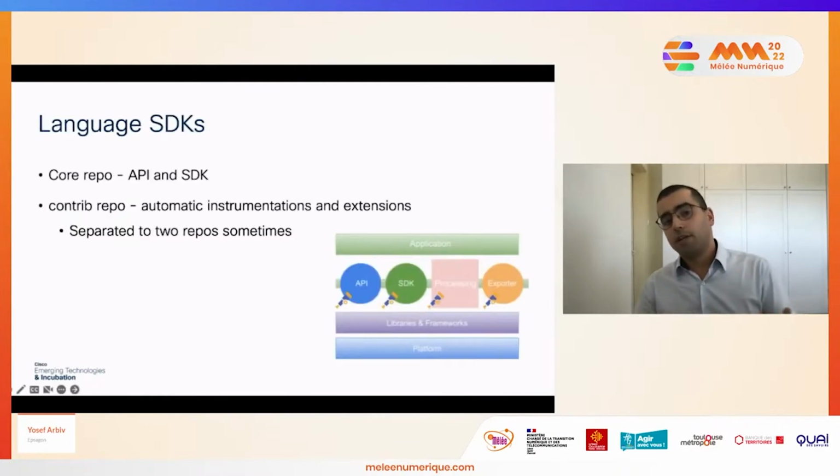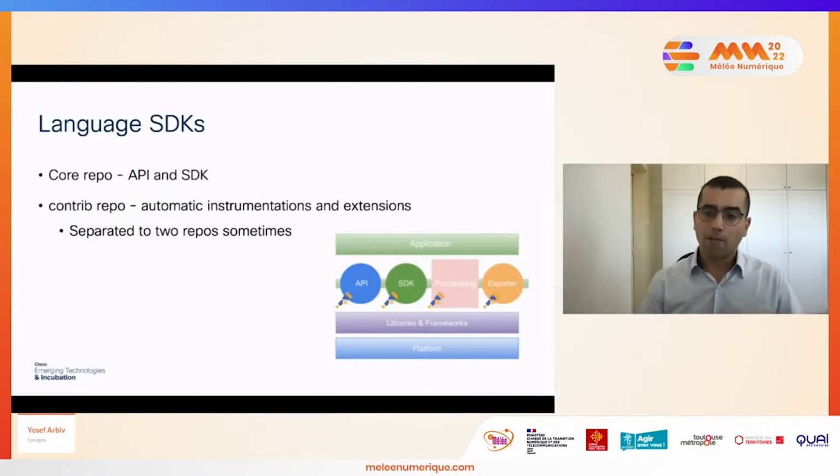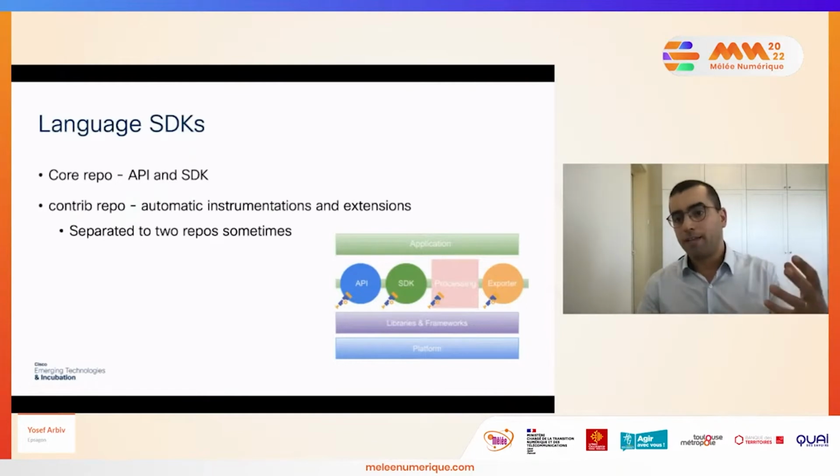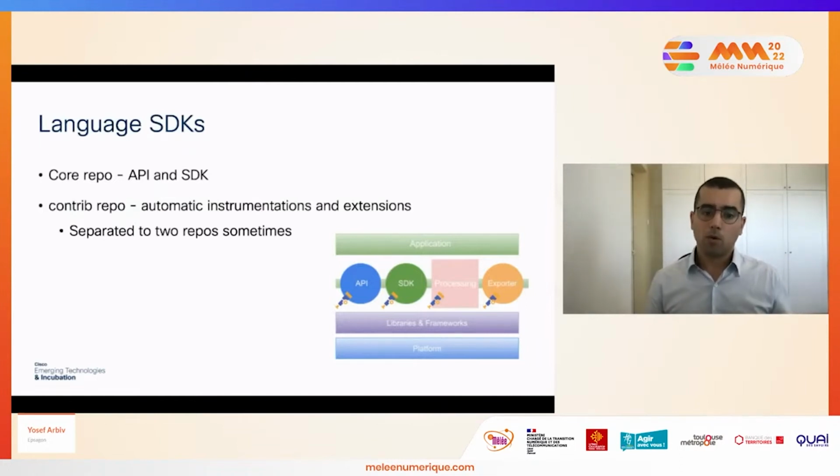Then we have the different SDKs for each language. So for each programming language, we'll have an SDK that implements the API for this particular language. Usually we'll have two repositories in OpenTelemetry. We will have the core repository, which contains the API and the SDK themselves that are used to create the telemetry data. So to create span, to create trace, to create metric, and so on.